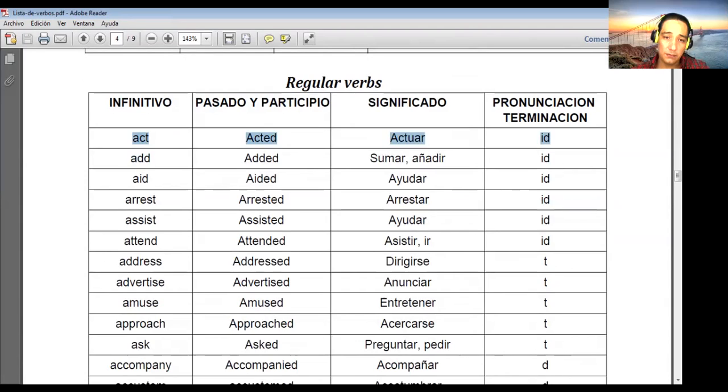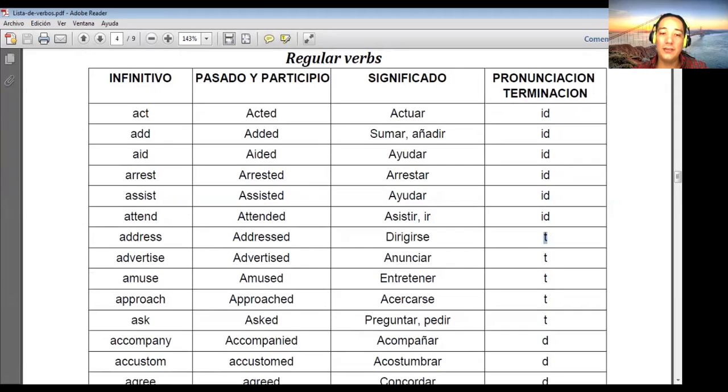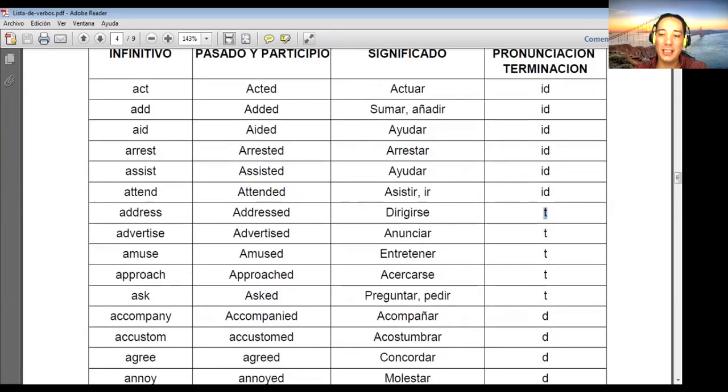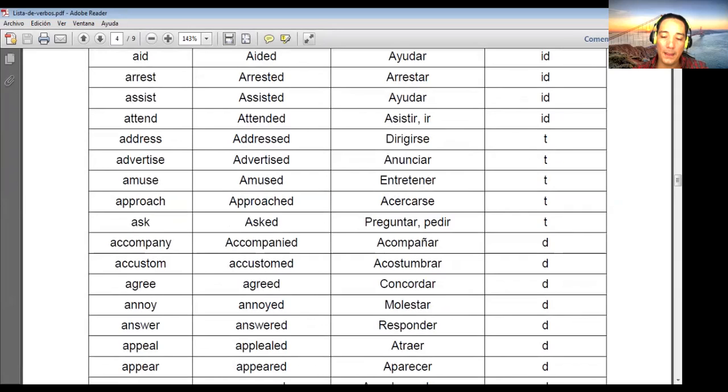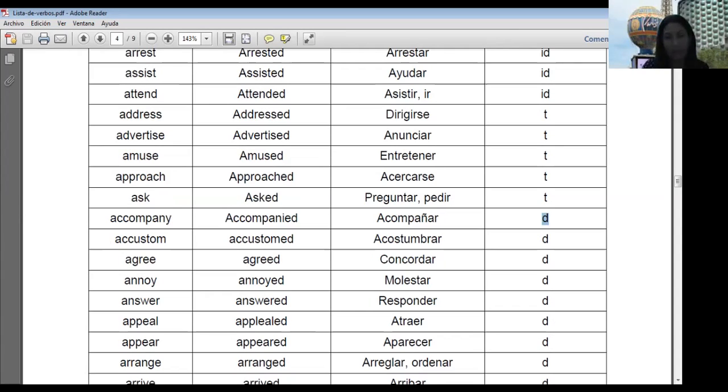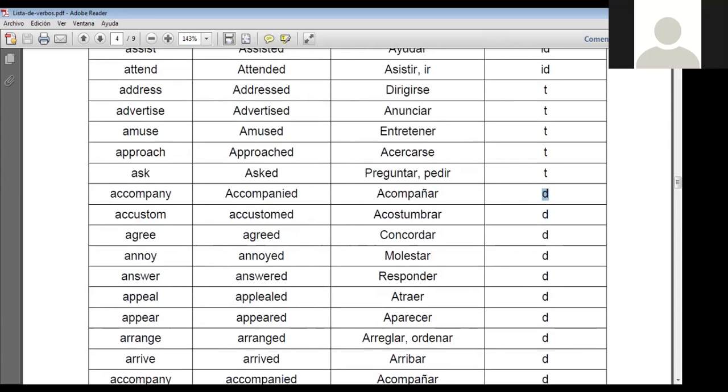Quiero que noten en este listado de verbos, al modificar el verbo regular, solo se le agrega ed, pero hay tres reglas de pronunciación, ¿sí? Entonces, acá en esta última columna se les ha agregado los tres sonidos, son id, así, id, acted, por ejemplo, added, aided, arrested, assisted, attended, pero addressed, oigan, addressed. Mañana les voy a enseñar una técnica para identificar los tres sonidos del pasado simple con verbos regulares. Y el último sonido sería d, por ejemplo, accompanied, accustomed, agreed, annoyed, answered. Solo el sonido de la d.